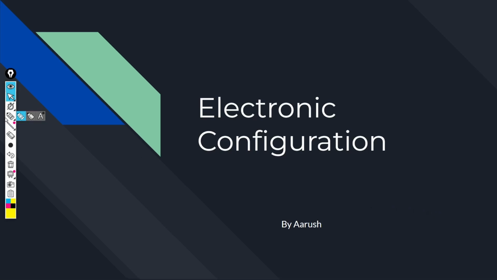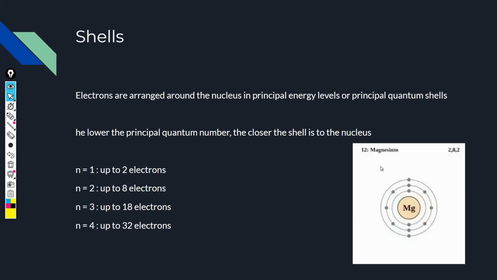Hello everyone, welcome. Today we're going to look at electronic configuration in AS chemistry. So, what is a key part of electronic configuration?